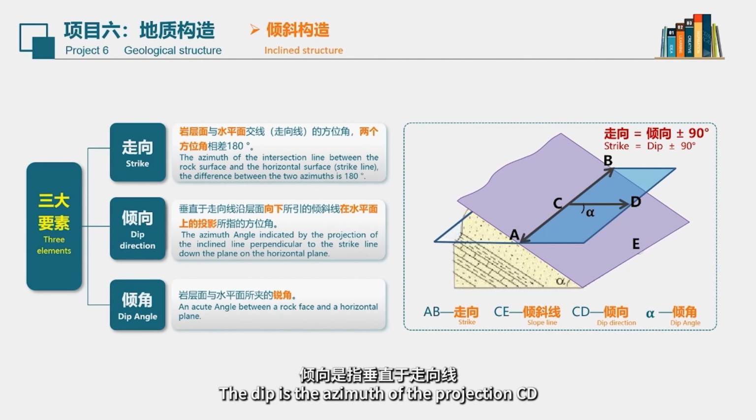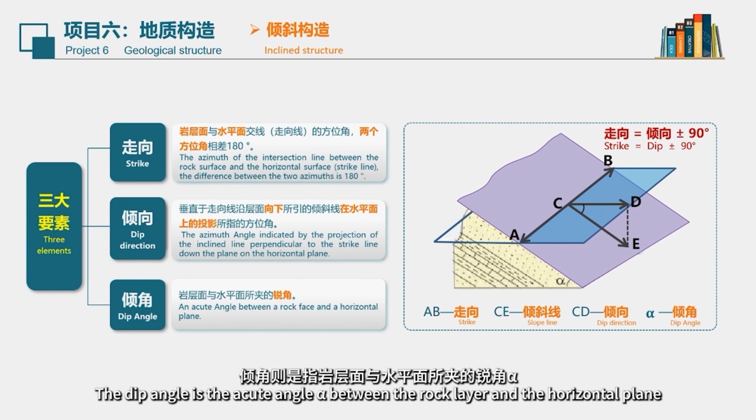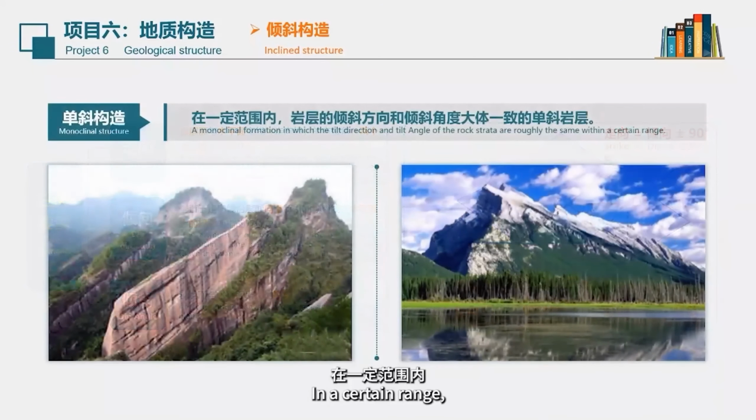The dip is the azimuth of the projection CD on the horizontal plane of the line of steepest inclination C drawn down the layer from the strike line. The dip has only 1 azimuth, and it is perpendicular to the strike. Thus, the strike equals the dip plus or minus 90 degrees. The dip angle is the acute angle alpha between the rock layer and the horizontal plane.